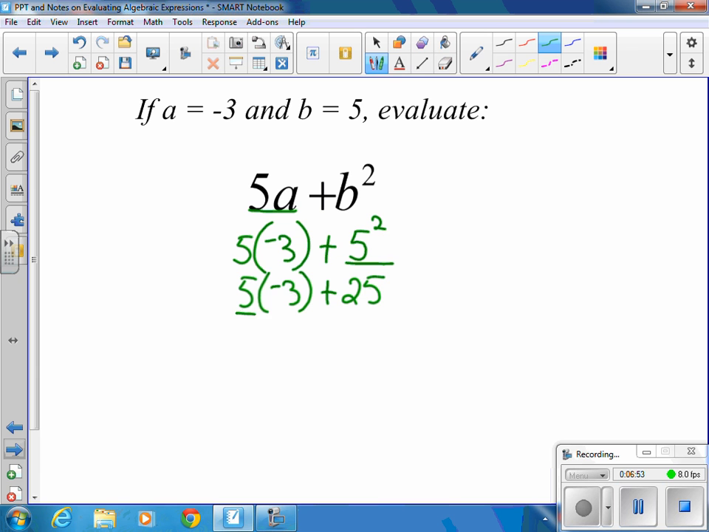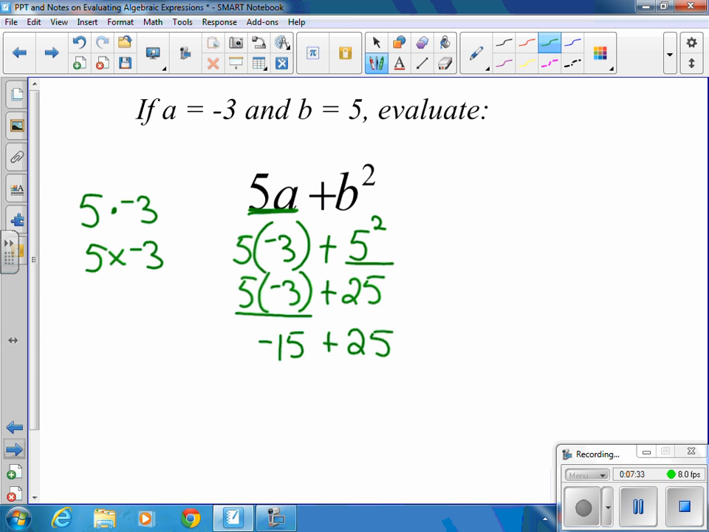Now I'm going to do the multiplication. Again, the reason why we left our parentheses around that is to remind us that we're doing multiplication. If you prefer to write the multiplication sign, 5 times negative 3, that's fine. Or if you would rather do this with a regular multiplication sign, that's fine. However you want to write it is fine, as long as you're showing that that is multiplication. Again, with 5A, that meant 5 times A. So we have 5 times negative 3. We have negative 15, because a negative times a positive is a negative. And we're going to add to that 25.